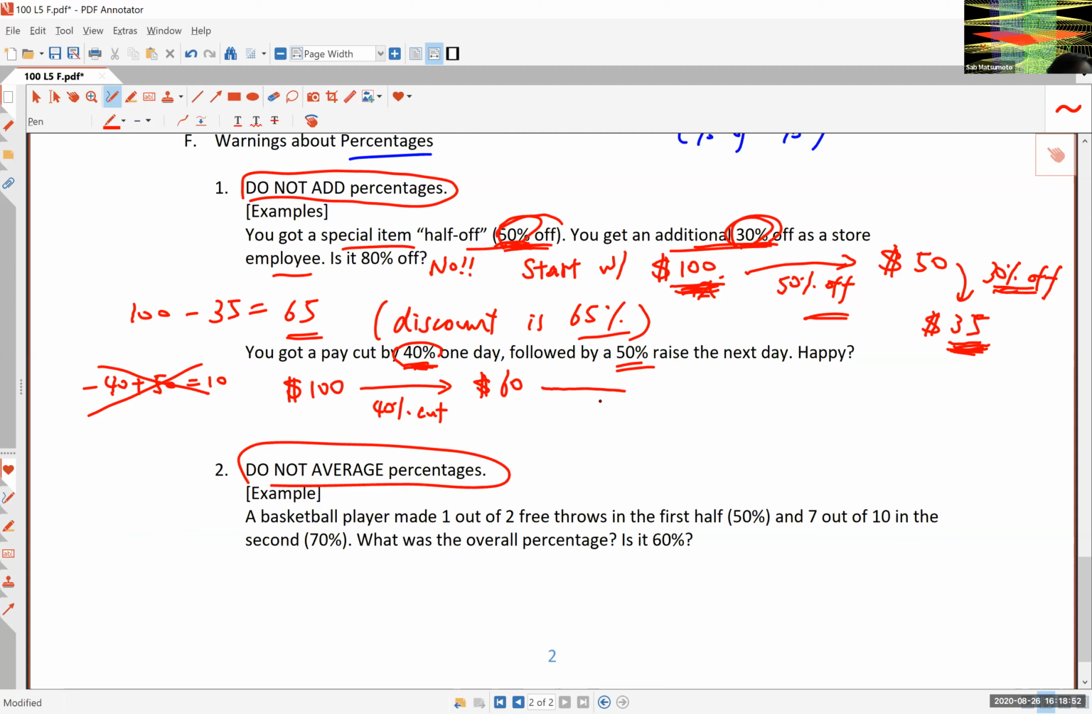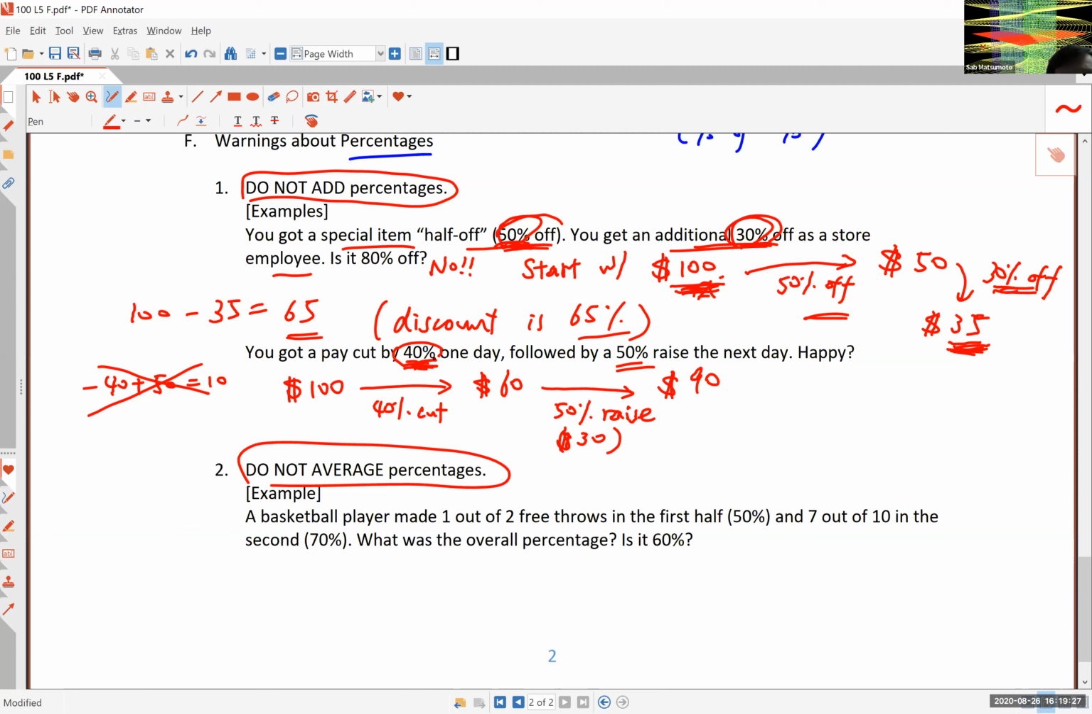All right, it's followed by a 50% raise. What is 50% of not 100, but 60? Remember, because the reference number has changed, it's not 100 now, it's 60. Half of 60 is $30. So you will be given $30 extra on top of $60, and your new daily pay would be $90. This doesn't make sense, or does it? It does, or it should, even though it doesn't seem right.